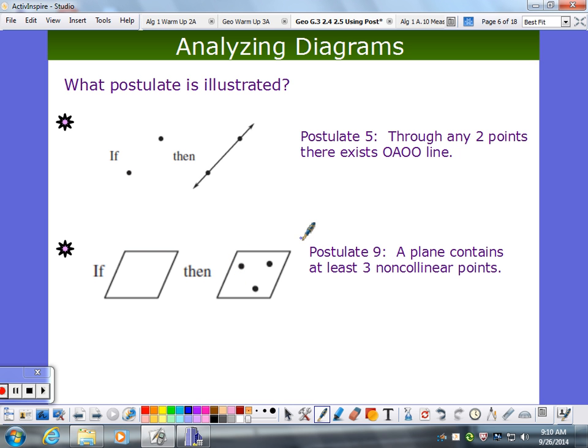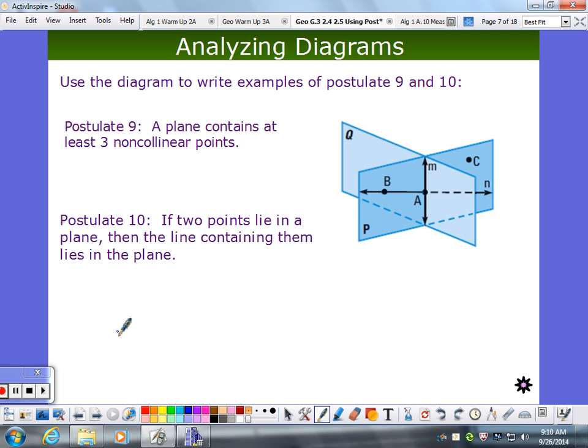Yeah, so a plane contains at least... So it all depends what you're starting with, right? What your conclusion's going to be. Very nice. Okay. So this one, we're going to use the diagram to write examples of postulates 9 and 10.